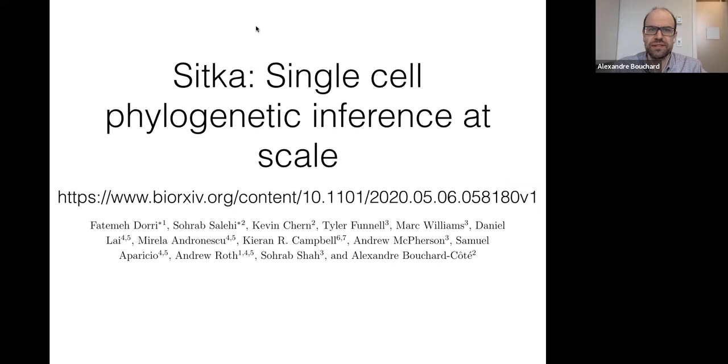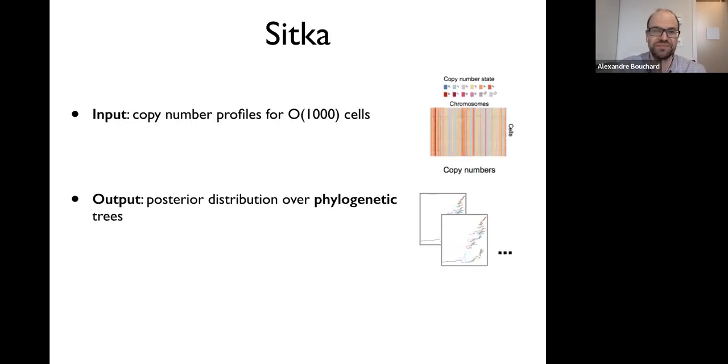So maybe I'll ask here if there are some questions. And there will be more time at the end, but I probably have another 10 minutes or something like that. Maybe I'll try to talk a little bit about the beginning of this story, which is how to get the tree. So this paper is, in a sense, doing the first part of this pipeline. At a high level, the input here is a matrix of copy number profiles for in the order of thousands of cells. And the output is a posterior distribution over phylogenetic trees.